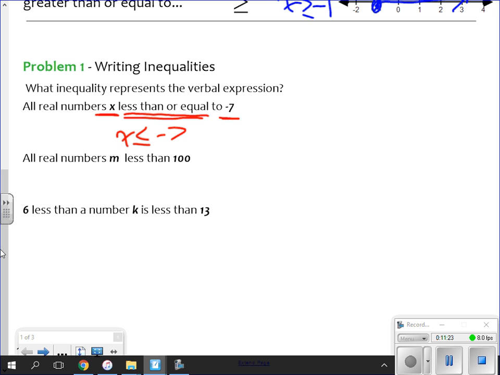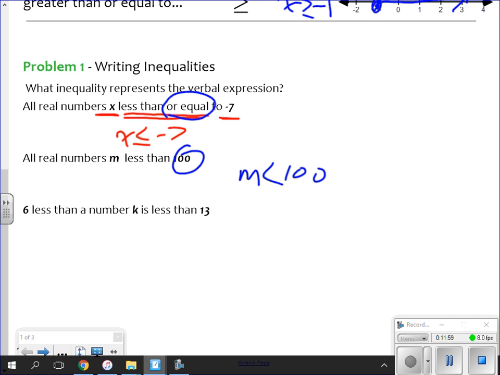Okay. So the next one, what number am I concerned with? 100. Okay. So I've got 100. And then I have my variable m. What's bigger, the m or the 100? The 100's bigger because m is less than 100. Do I need the little line underneath or not? No, because it's less than. It's not or equal to. The or equal to tells me I need the little line because it can be that number.